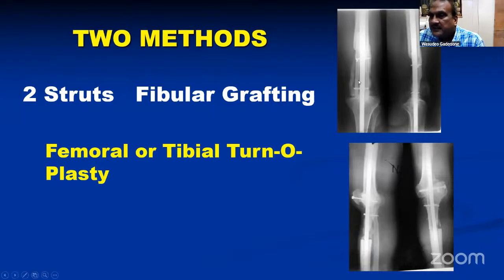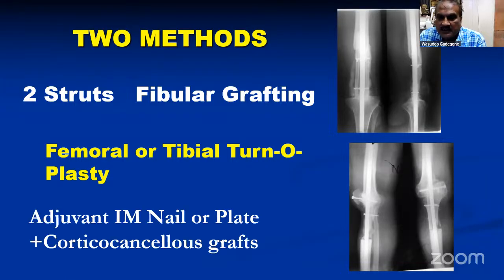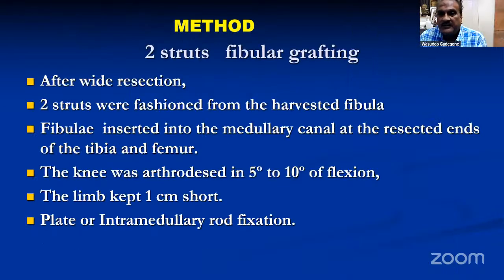Here you can see two grafts of fibula kept around the nail and supplemented with corticocancellous graft. The other method is where half of the upper tibia or femur is split into two parts and turned around along with its vascularized pedicle to the other bone, and that is known as turnplasty. Fixation is with an IM nail or plate plus corticocancellous graft.